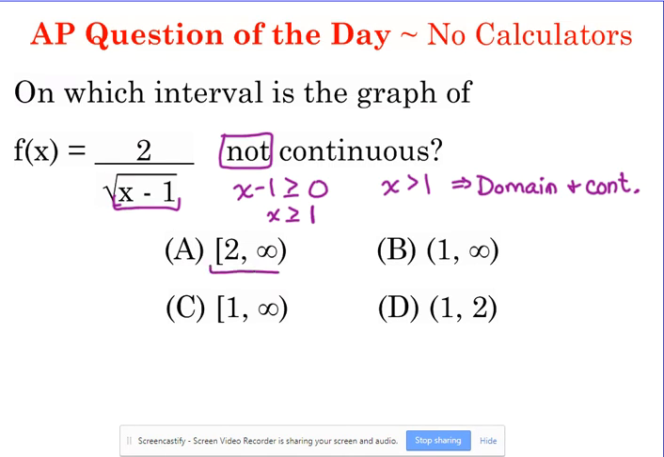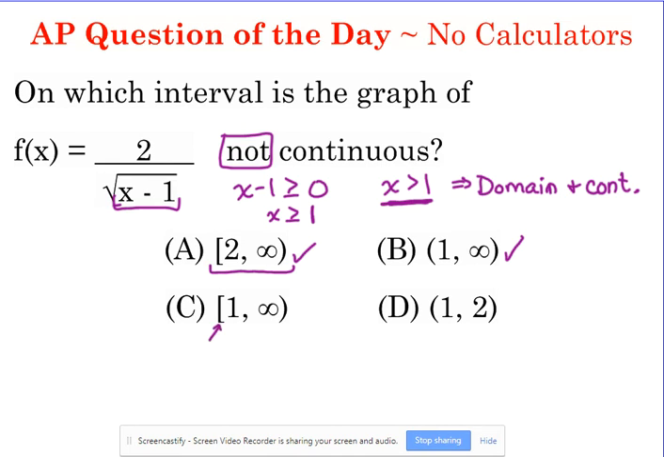From 2 to infinity, we're okay there. 2 to infinity is included in x is greater than 1. That one's okay. B, from 1, not including 1, the parentheses means not included, the bracket means including. So from 1 to infinity, we're good. That's its domain, that's where it's continuous.